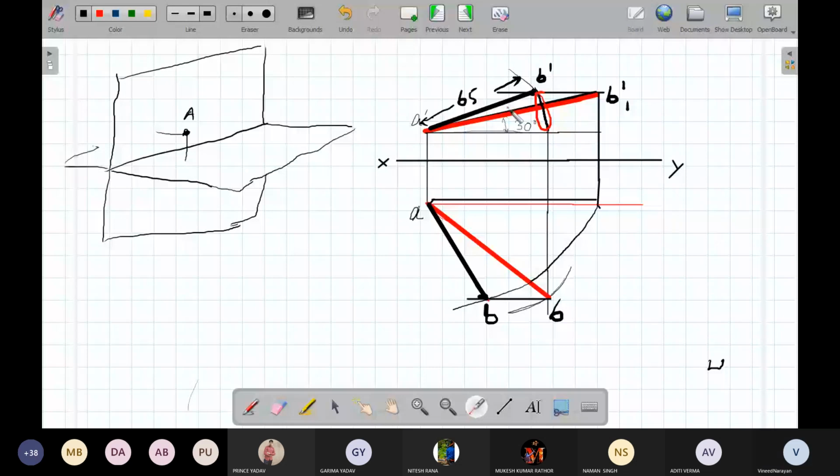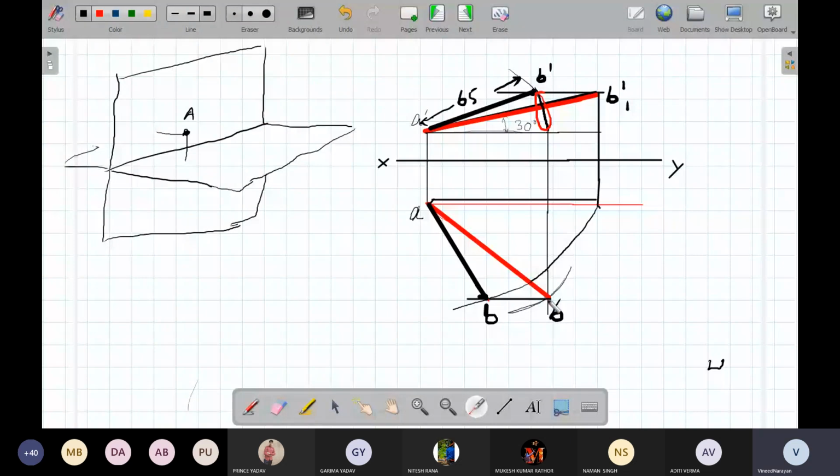After rotation, its line is projected on the horizontal plane. Okay, but we know that the true length is 90. So this red line is 90. So I drew an arc of 90 and this line. Wherever it meets, that will form my true line.